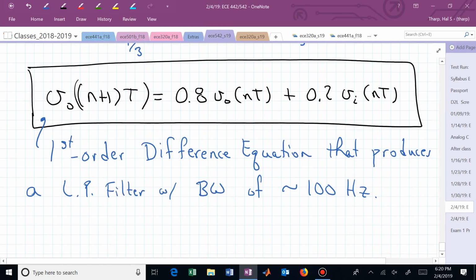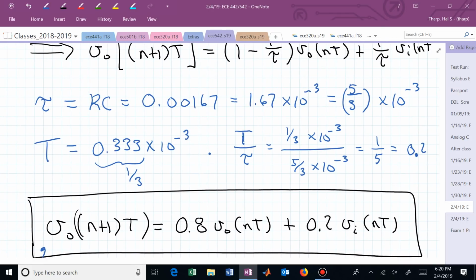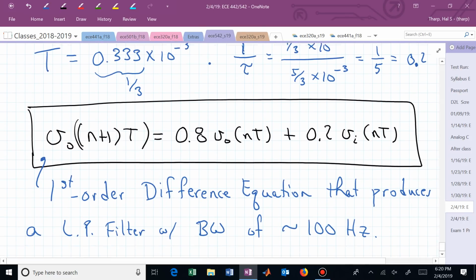And now if somebody gave you a generic input signal, v sub i, you could low-pass filter it iteratively. You would have to sample that v sub i at what? The sample period, every, what was capital T? 0.33 times 10 to the minus 3. So every 0.33 times 10 to the minus 3 seconds, you sample their continuous time waveform. That gives you the v sub i.